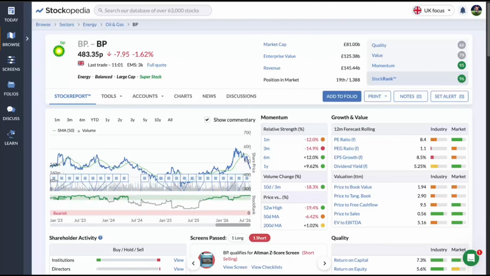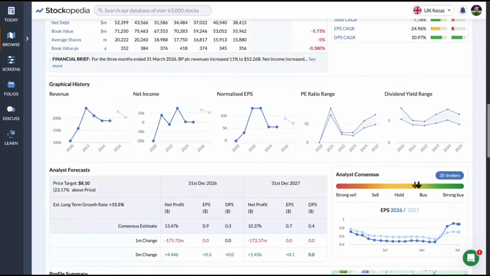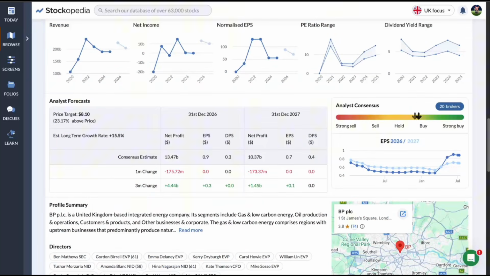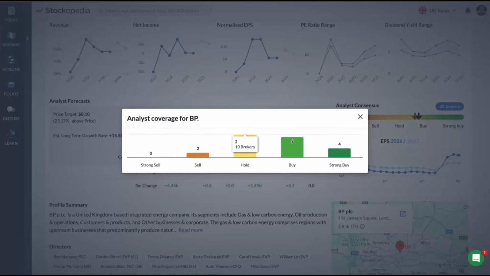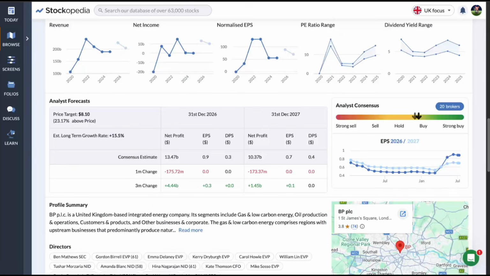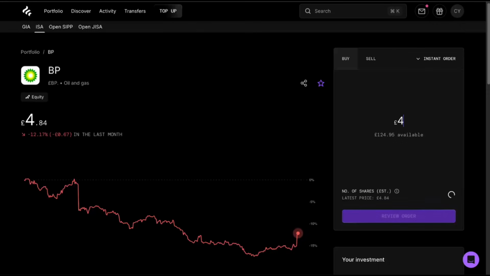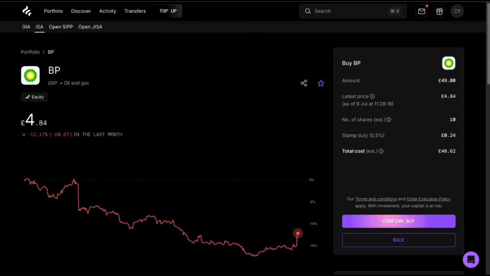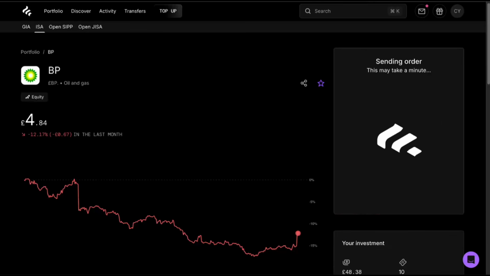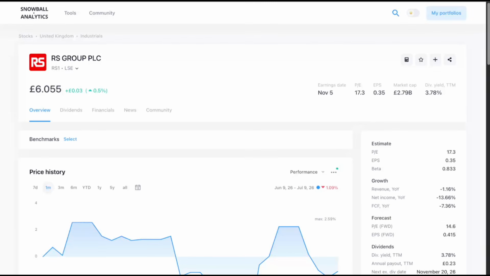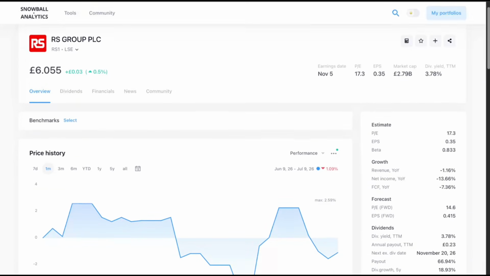I really like the look of BP at these prices because they have a stock rank score at 96, and the analyst consensus is that it's around about a buy, with there being 2 sells, 10 holds, 9 buys and 4 strong buys, but they do have a price target 23% above the current price at $8.10. I'm going to be adding 10 shares to my BP position for an amount of £48.62.